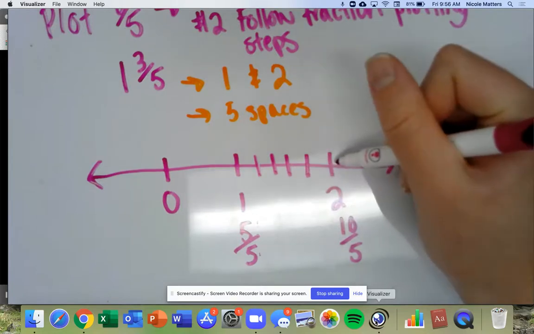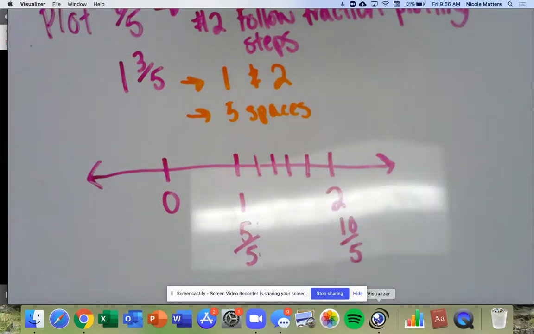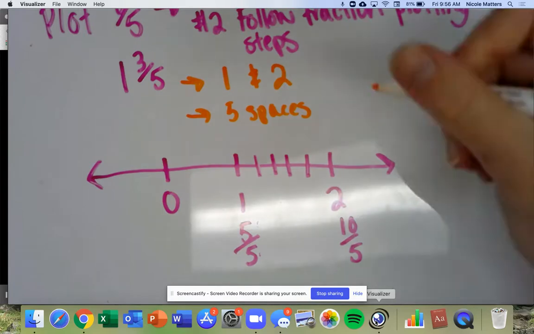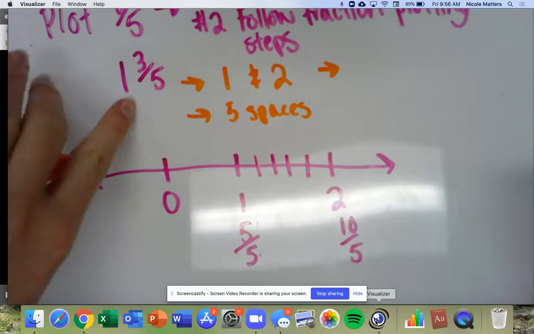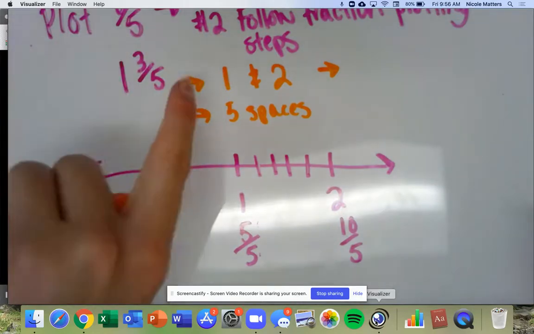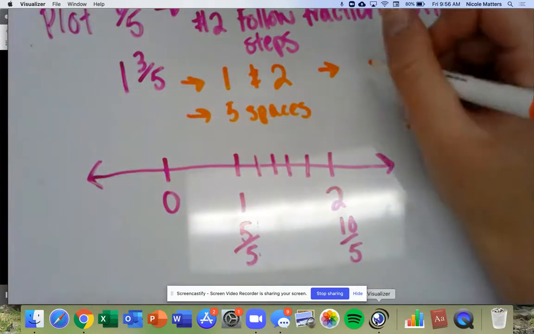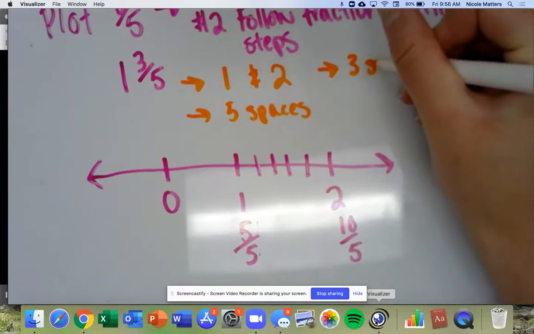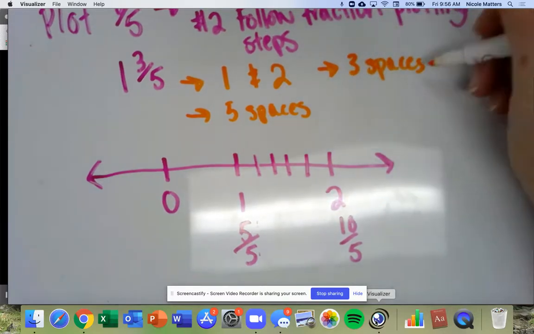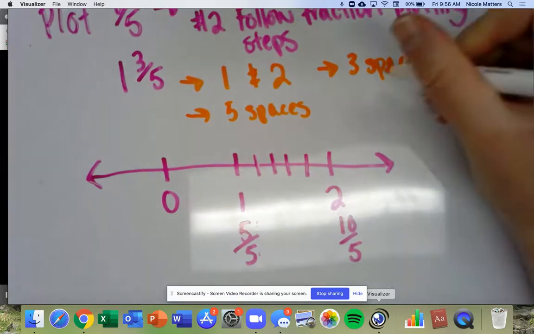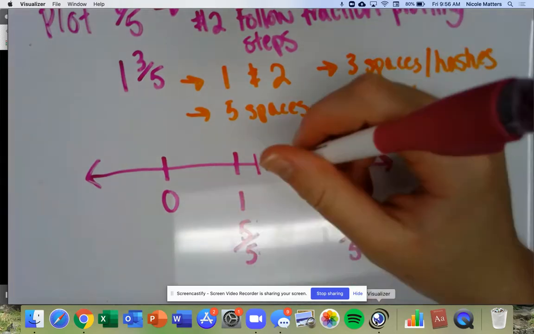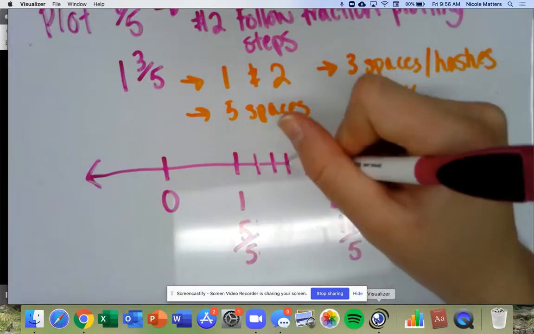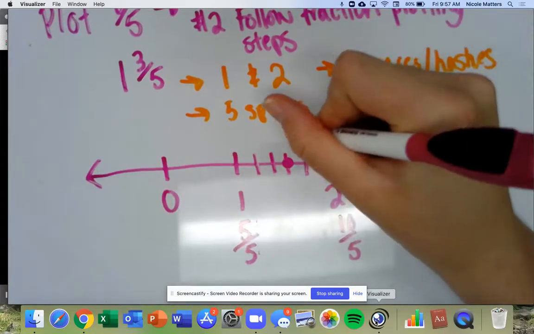And then I need to look at the numerator, which is 3, because I already took care of the whole number part of the mixed number when I determined which whole numbers I needed to plot it in between. So then I need to go 3 spaces or hashes over. One, two, 3. And that is how you plot 1 3/5.